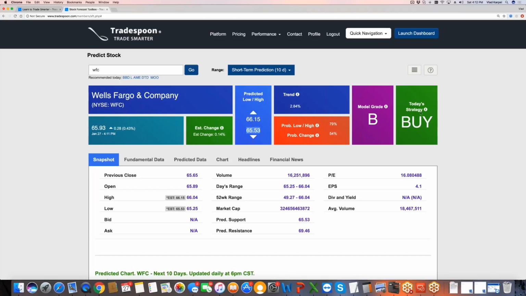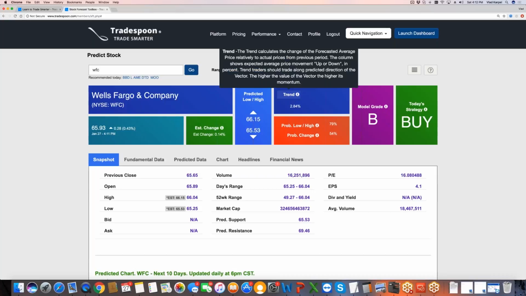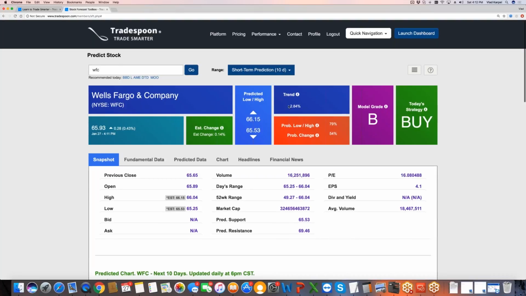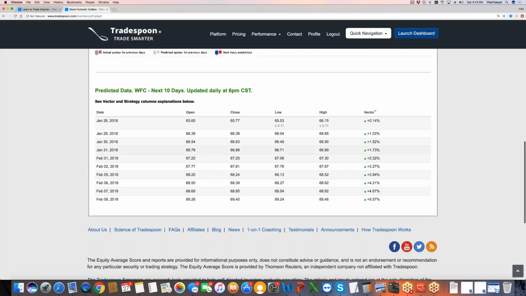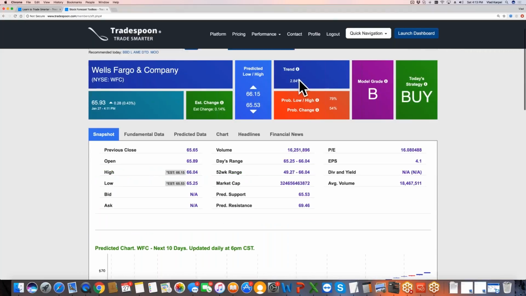And yes, the buy and sell signal is only for 1 day, right? This is only for 1 day. The trend is for 10 days, right? So if you look at the trend, this is the trend for the next 10 days. So you can see overall bank stocks are in a positive trend. So the buy is just for today based on this vector, but overall the average trend is positive.